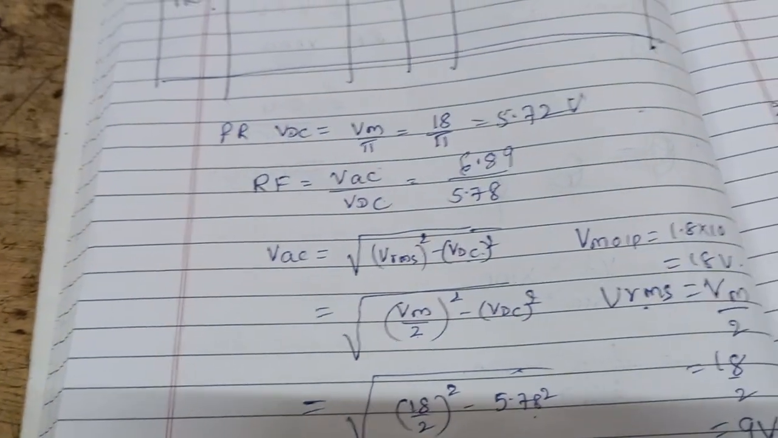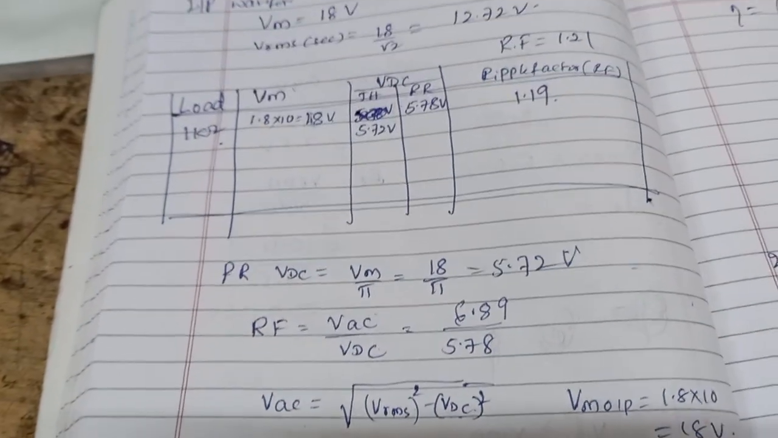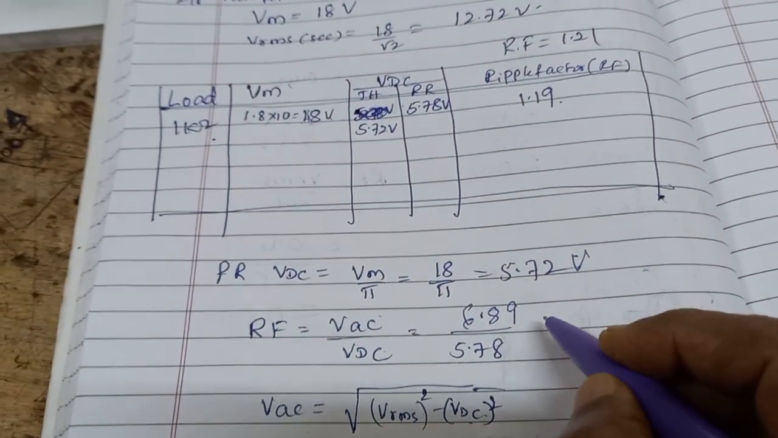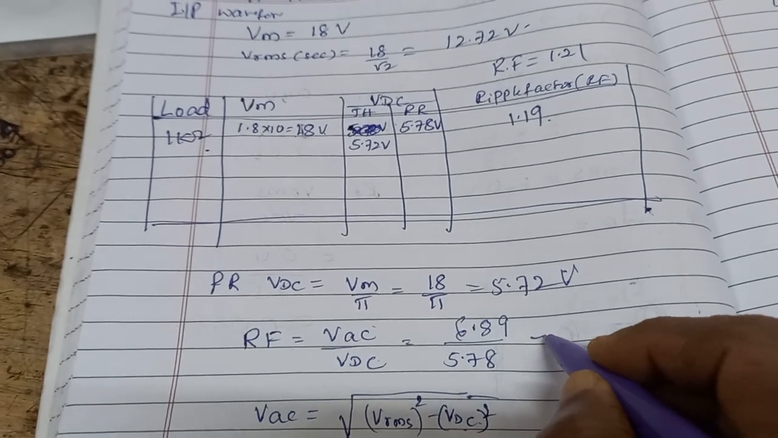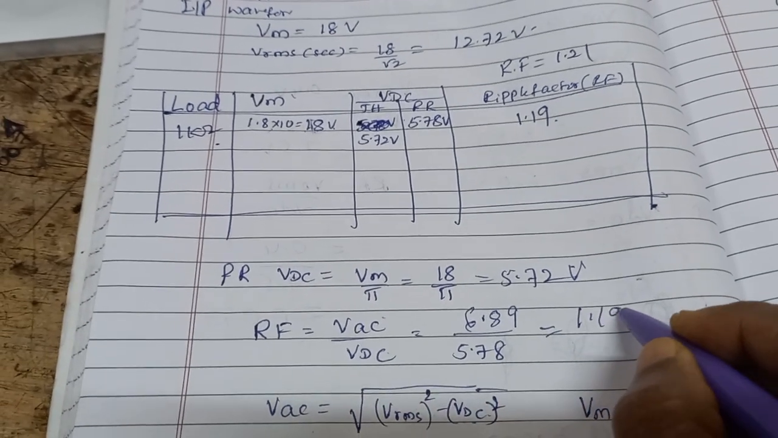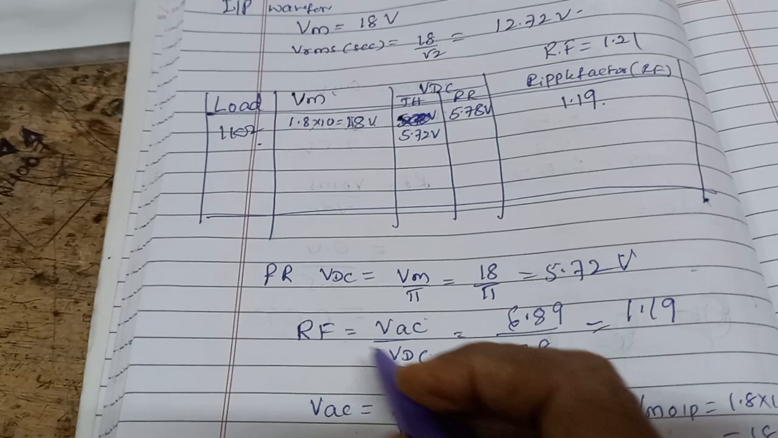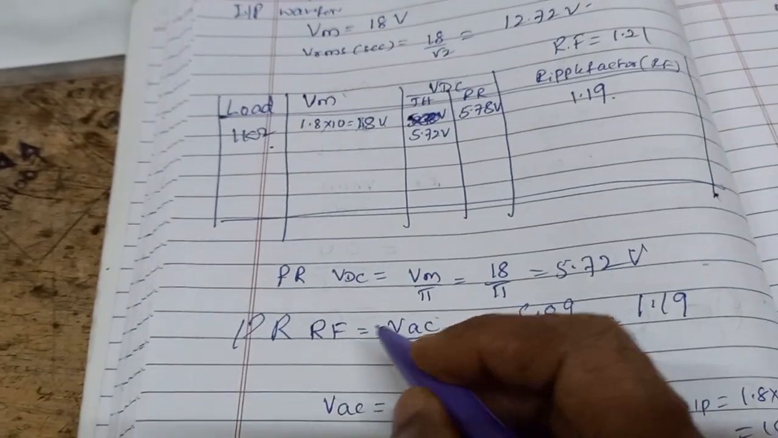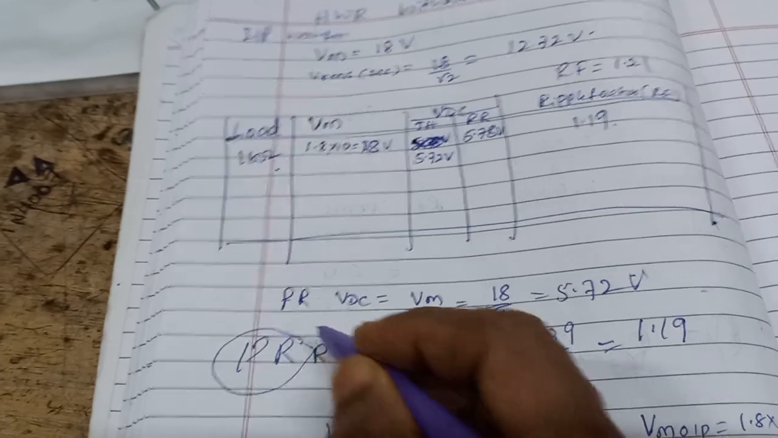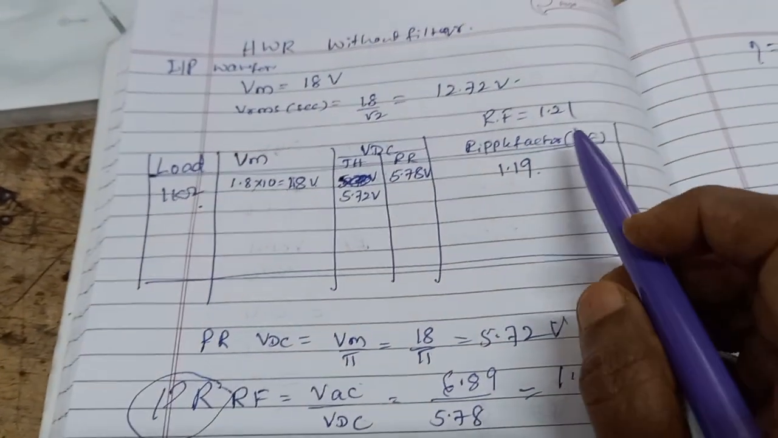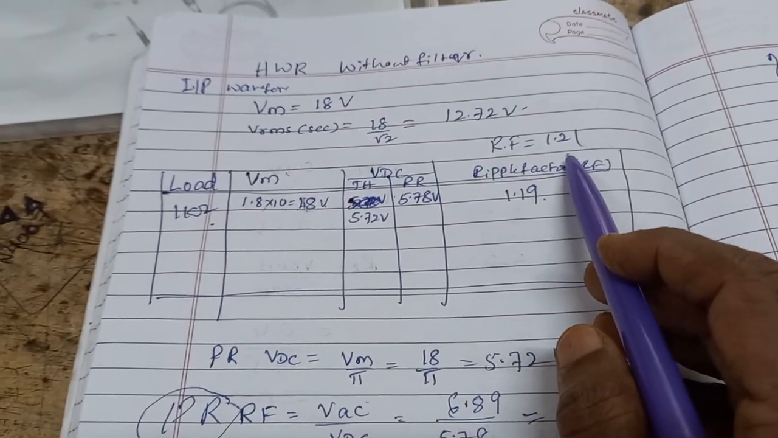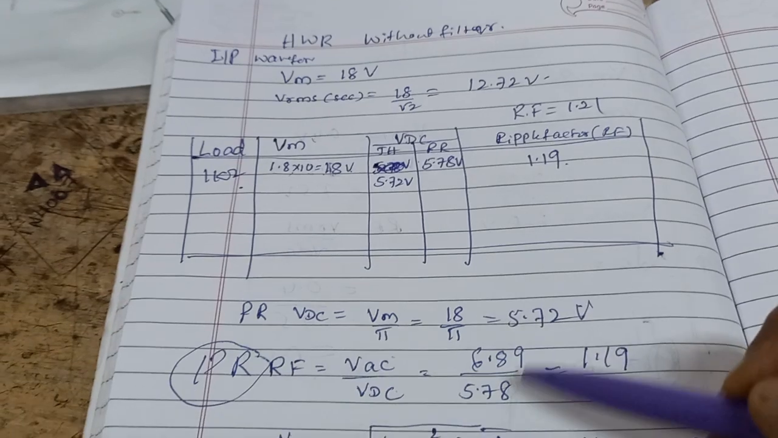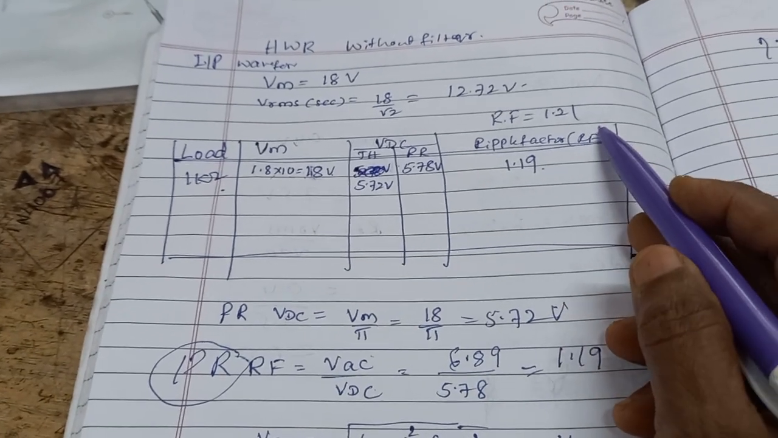So the value of ripple factor, I am getting 6.89 divided by 5.78, which is 1.19. This is the practical value of RF. The practical value of RF is 1.19, whereas the theoretical value of RF is 1.21. So both are approximately equal.